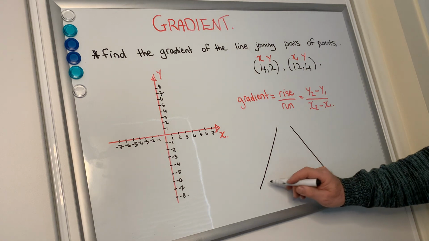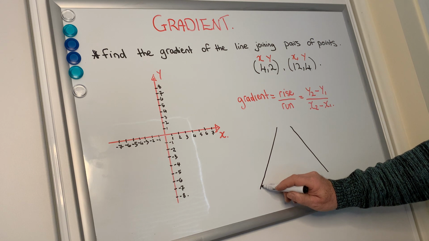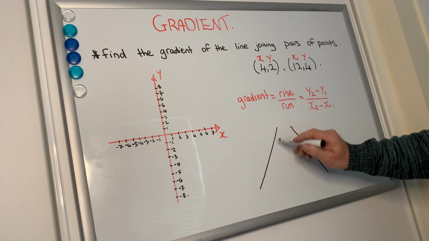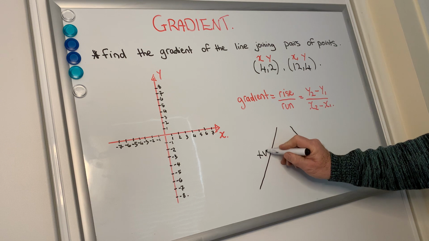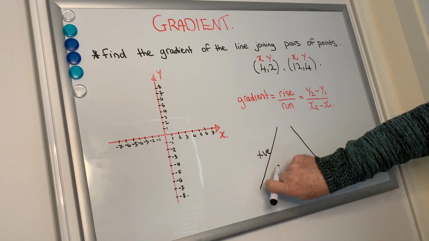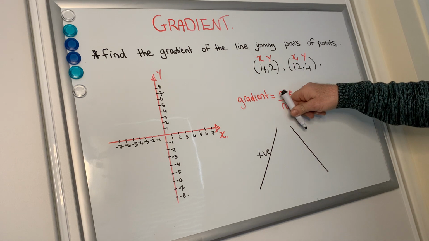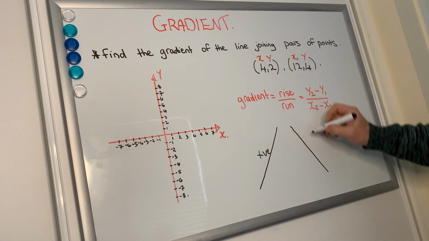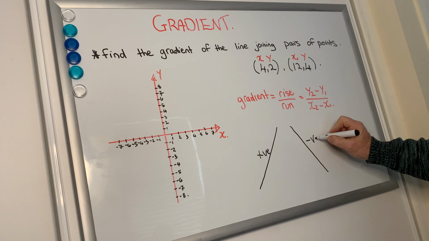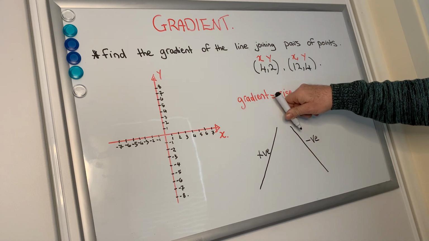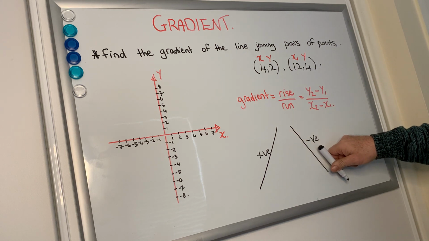As a rule of thumb, when we've got a graph that looks like it's going up like so, we call it a positive gradient because it's going in an upwards direction. And if the slope is in this direction, where it's going downwards, we call that a negative gradient.